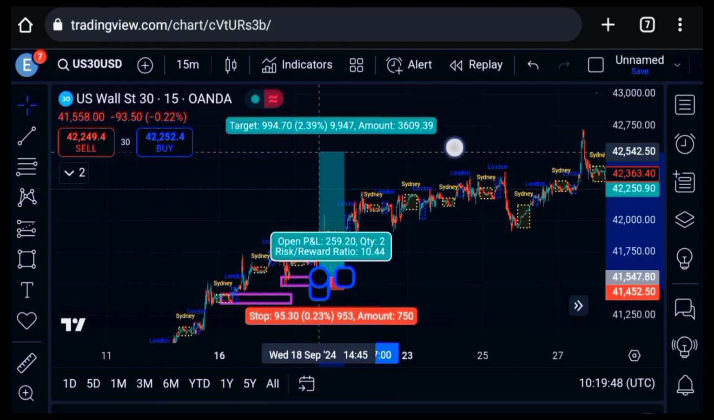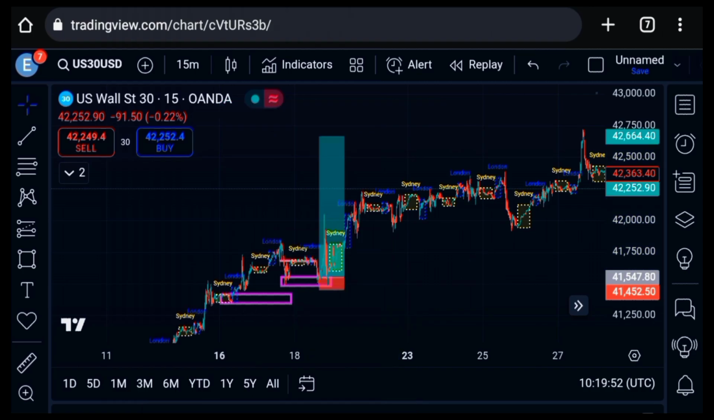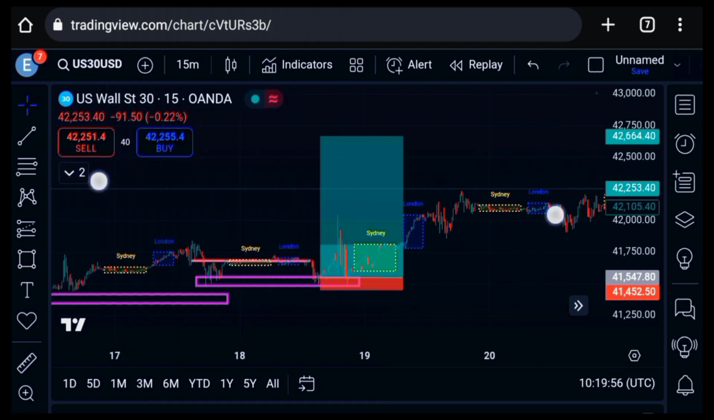Only this one trade can really give you 1 to 10 RR. You risk $1 to make $10 just using these simple trading techniques. So let us go to the sell side.